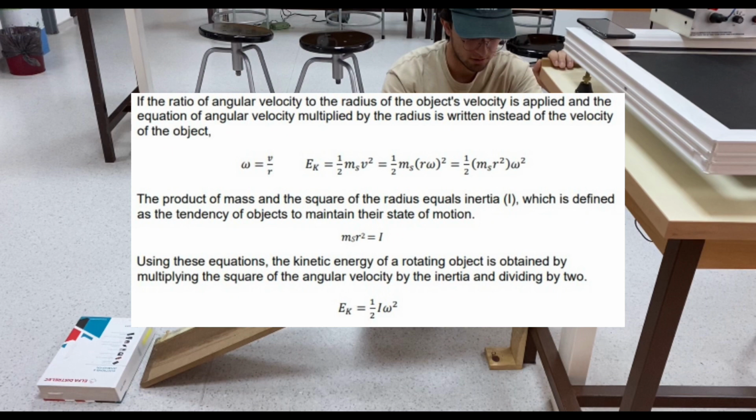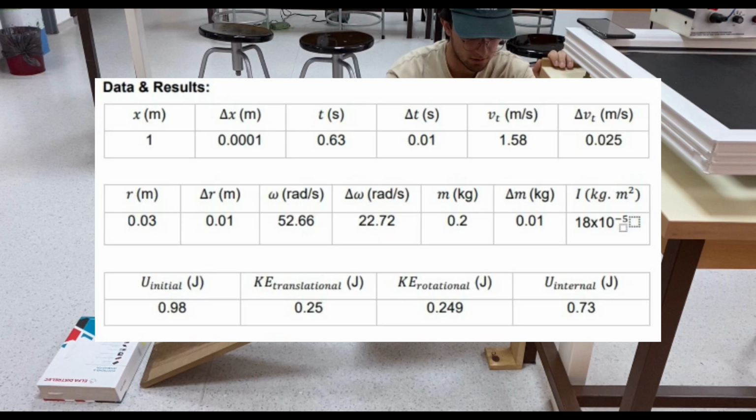energy of the cylinder. And you can see by looking at the data and results chart that the total initial energy couldn't be converted to the total kinetic energy due to friction. As you can see, this caused some part of the potential energy to be converted to internal energies.